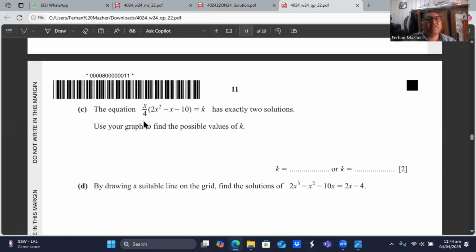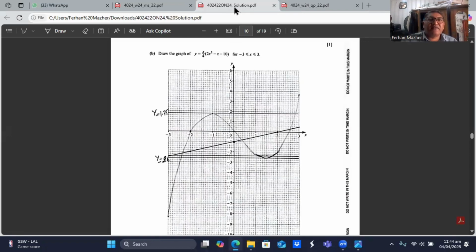What they're saying is the equation x by 4 bracket 2x squared minus x minus 10 bracket close equals k has exactly 2 solutions. Use your graph to find the possible values of k. So if you look at this left side, this is that exact expression whose curve you have drawn, equals k. That means y equals k, which is a straight line. Y equals k, where k will be a number, is a horizontal line.